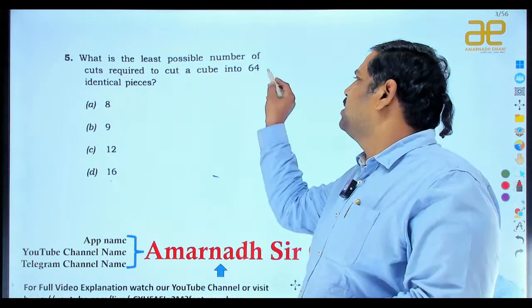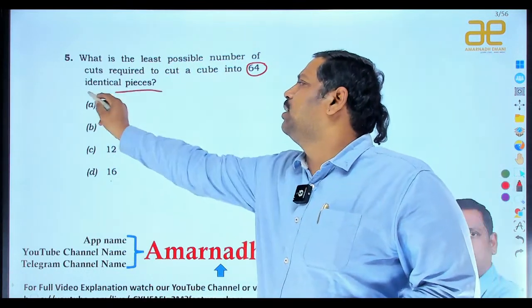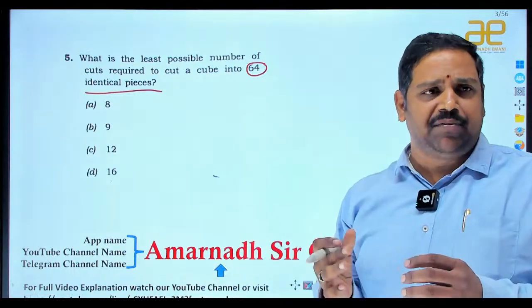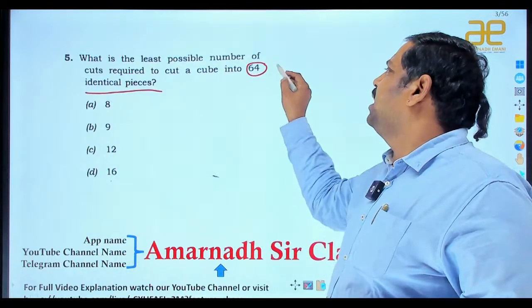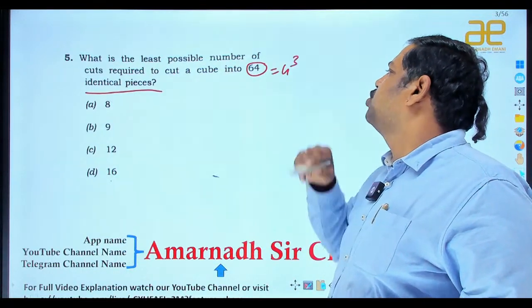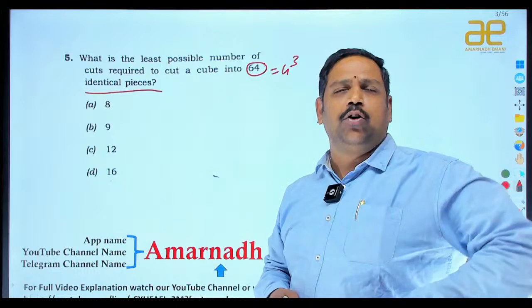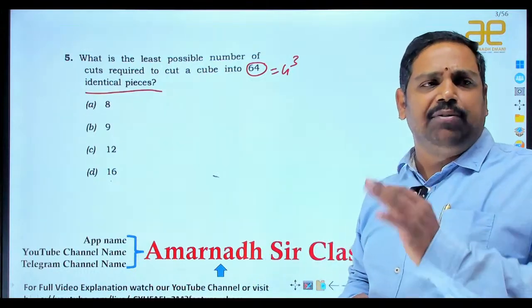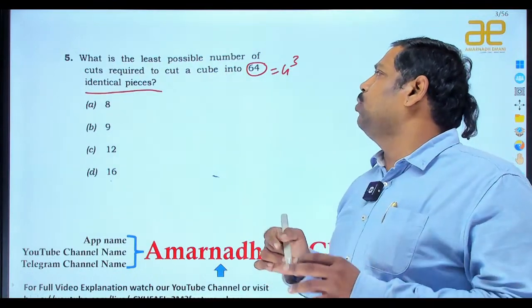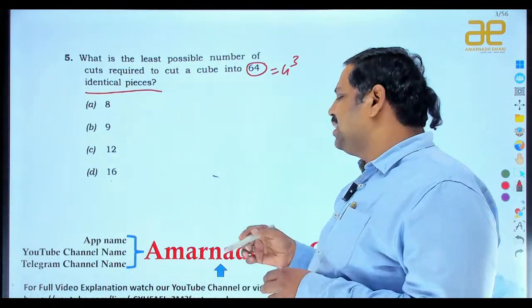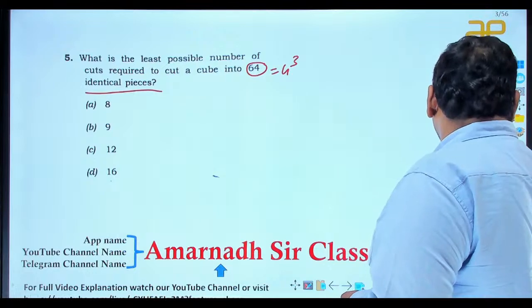So the key words are 64 and identical. These two are the important hints to solve this problem. Since it is 64, that means it is nothing but 4 cube. You have to identify which cube it is. It is exactly 4 cube. So if you want 4 cube, that means that small cube needs to be cut into how many parts?